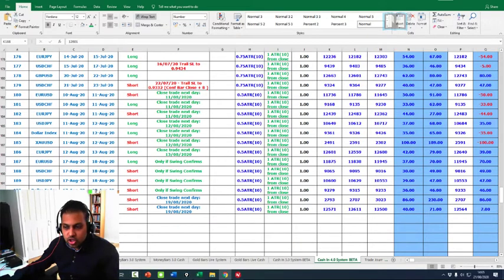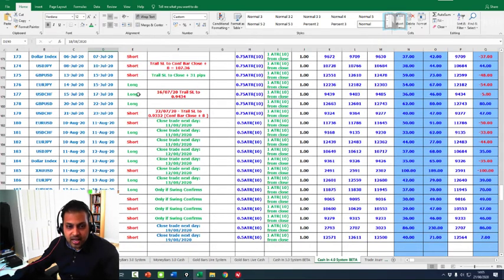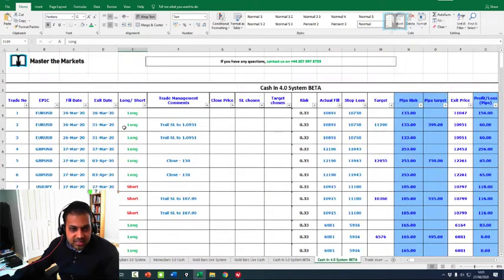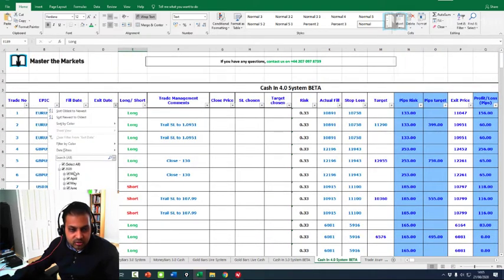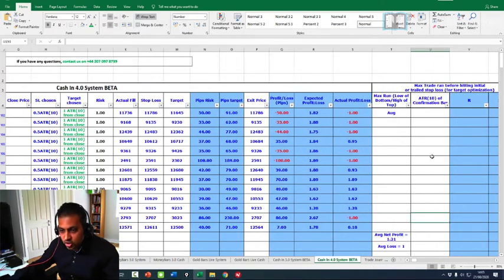Okay, so here is our journal for the month of August. Actually, this is our cash-in 4.0 journal since the beginning of the year. Let's go ahead and filter this down so that we have only the August trades in play. Now, remember, we're not counting August towards the equity curve, so this is purely for demonstration purposes, for doing this calculation work that we're doing here on reward risk ratios.